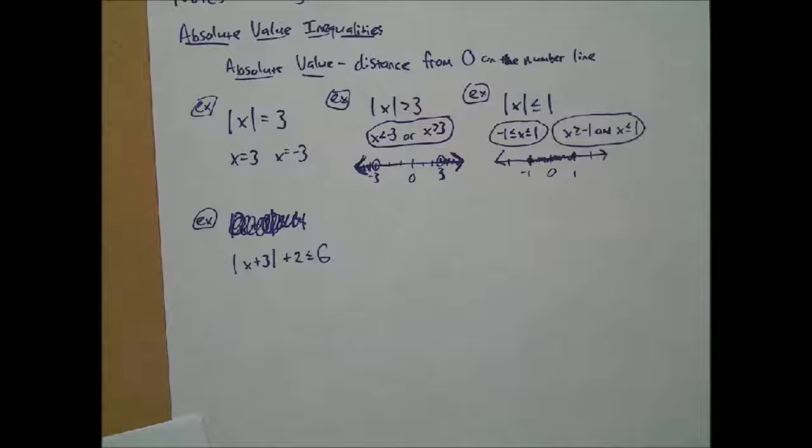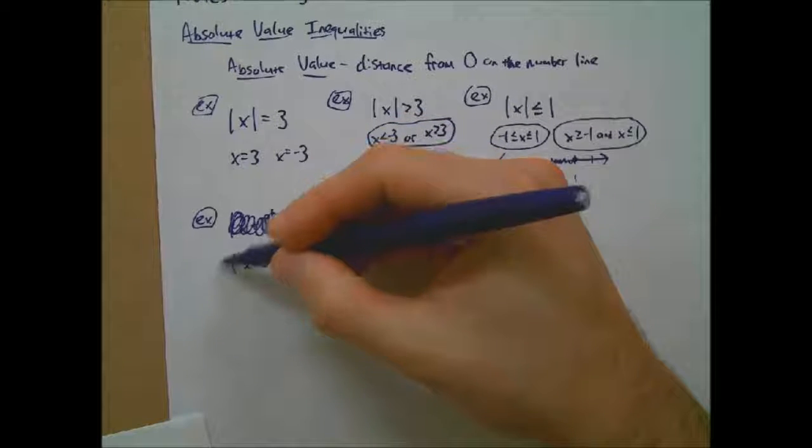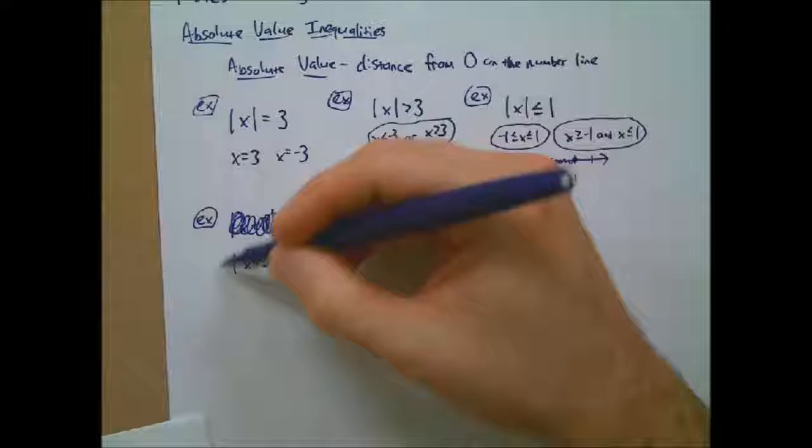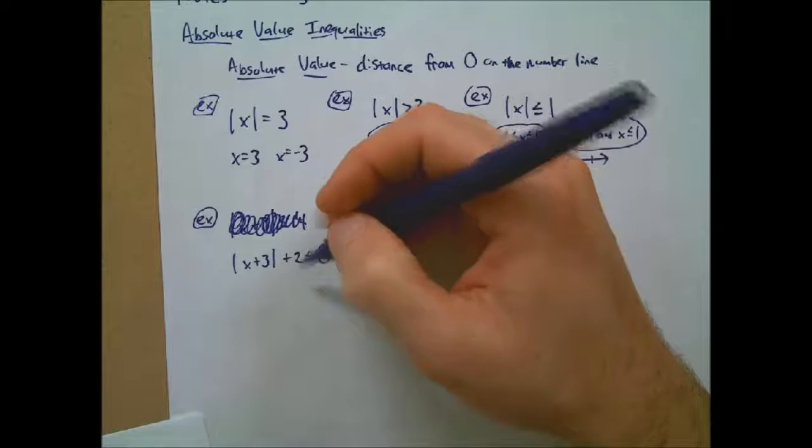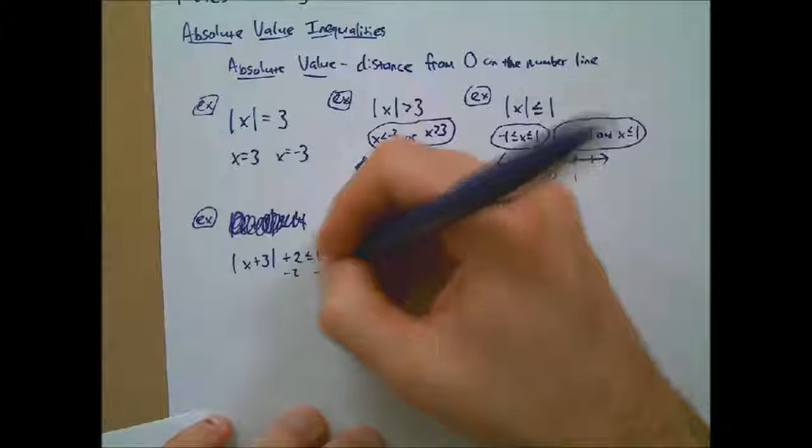Okay. And that would go for anything, right? If you had a coefficient in front of the absolute value, you want to subtract 2 and then divide by whatever that coefficient is. But you want to isolate this absolute value before you then break it up into the two inequalities. So yeah, we'll just do that real quick here. I just wanted to show that.